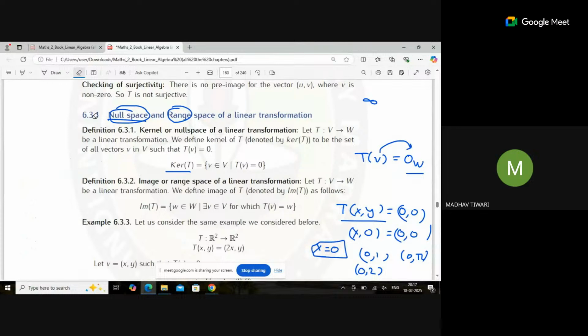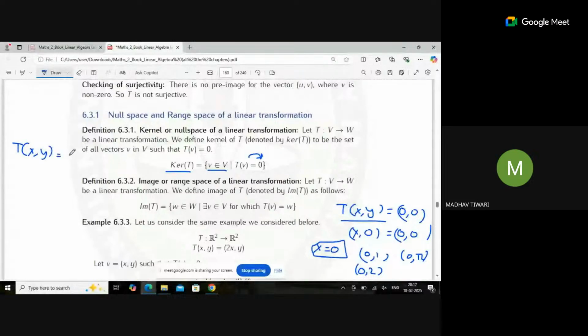Null space constitutes those vectors whose image is a zero vector. You can see here that the kernel of T is all those vectors inside V whose image, after transforming them, is a zero vector. In my case, I took the general transformation T(x, y) equal to (x, 0).